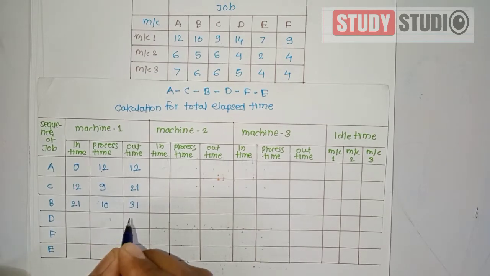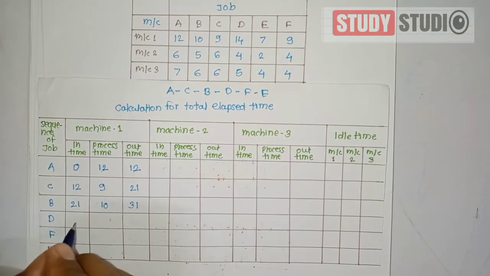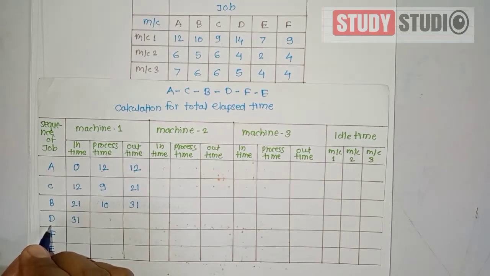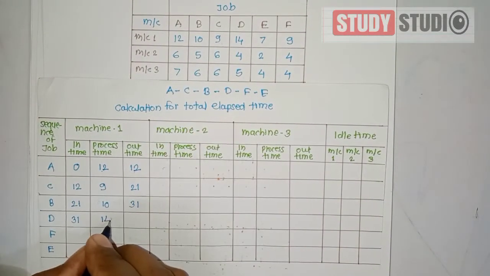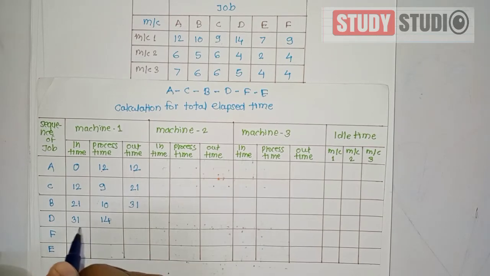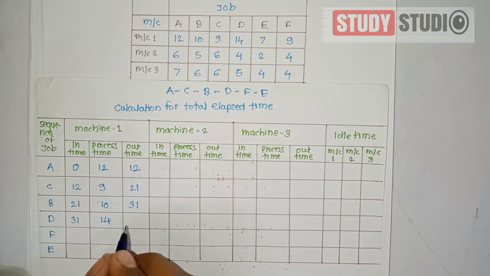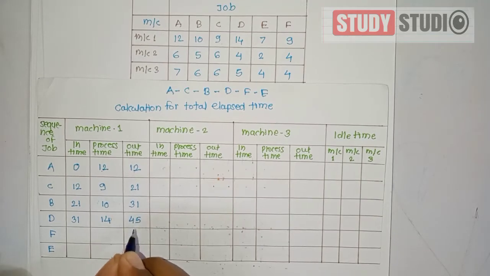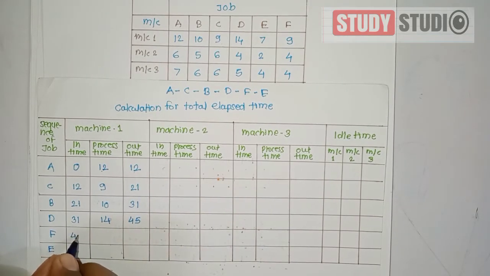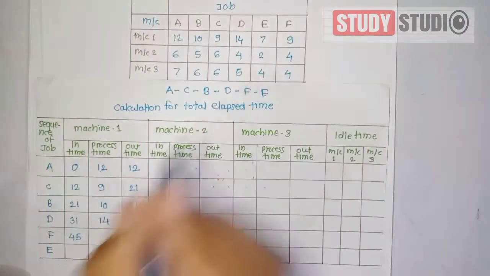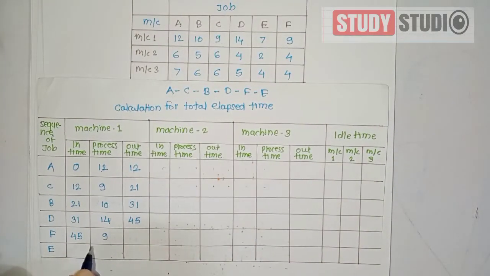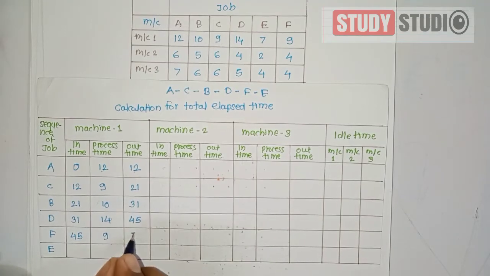Now total out time will be 21 plus 10, that is 31 hours. Now in time for D is 31 hours. Carry this 31 over here. Then the process time of job D on machine 1 is 14 hours. So write down 14 over here. So out time will be 31 plus 14, that is 45 hours. 45 hours will be the in time for job F, and the processing time of job F on machine 1 is 9 hours. So write down 9 here. So out time will be 54 hours.